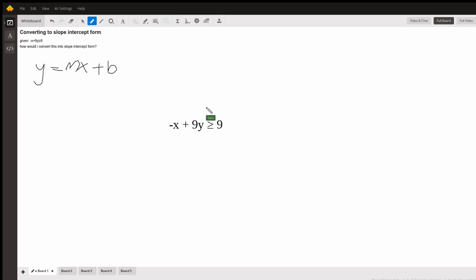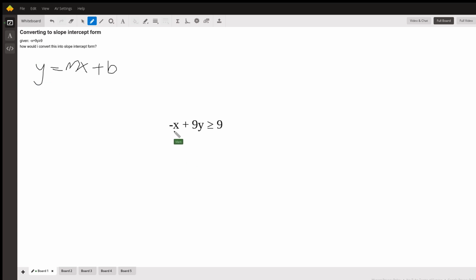So it's kind of walking through the equation we have here. We want to get all the terms on one side. What I mean by that is the x and the 9, we want to get that all on one side, and then get y by itself on the other side of that inequality.